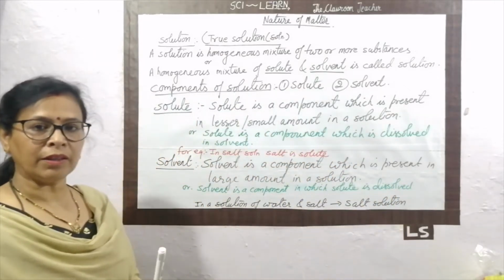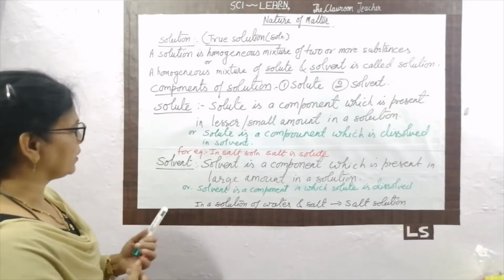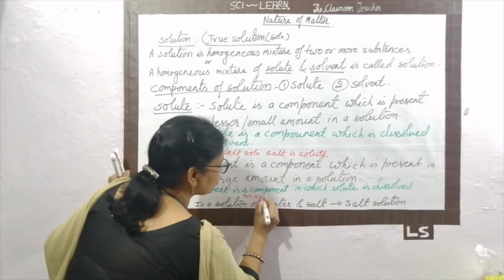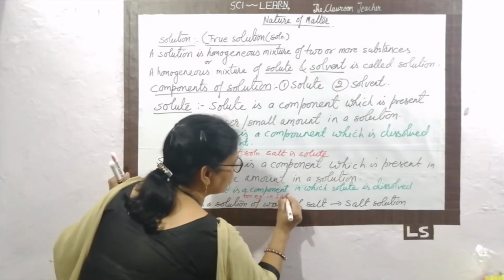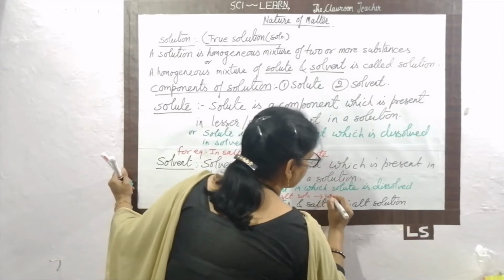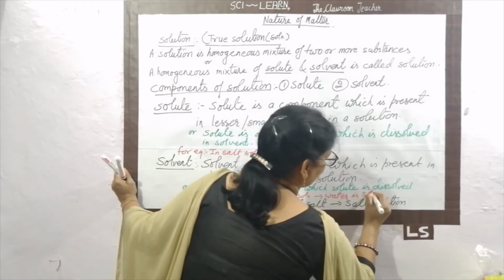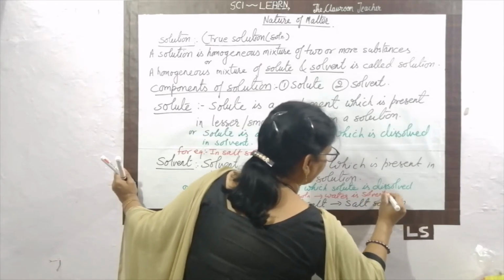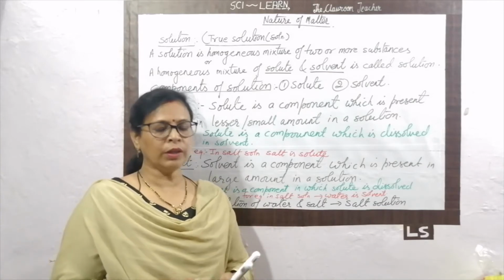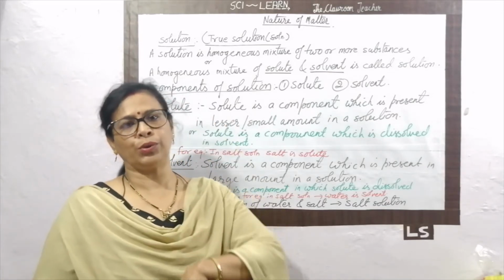What is the example? If you consider a salt solution, in a salt solution, water is the solvent. Okay, now you know about the solute and the solvent. What is solute? Solute is what is dissolved in the solvent. And what is solvent? That in which the solute is dissolved.